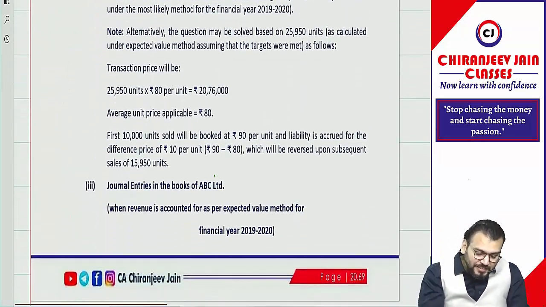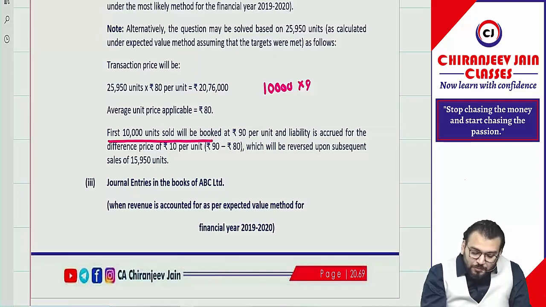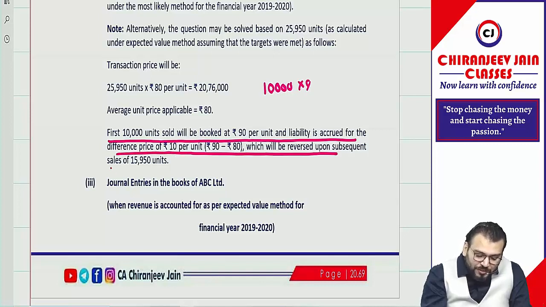So they have explained in the same way that for the first 10,000 you collect 90, but revenue will be recognized based on 80. You can see the first 10,000 units sold will be booked at 90 per unit. Liability is accrued for the difference of rupees 10, which will be reversed upon subsequent sales of 15,950. But how is it 15,950? What are they saying?